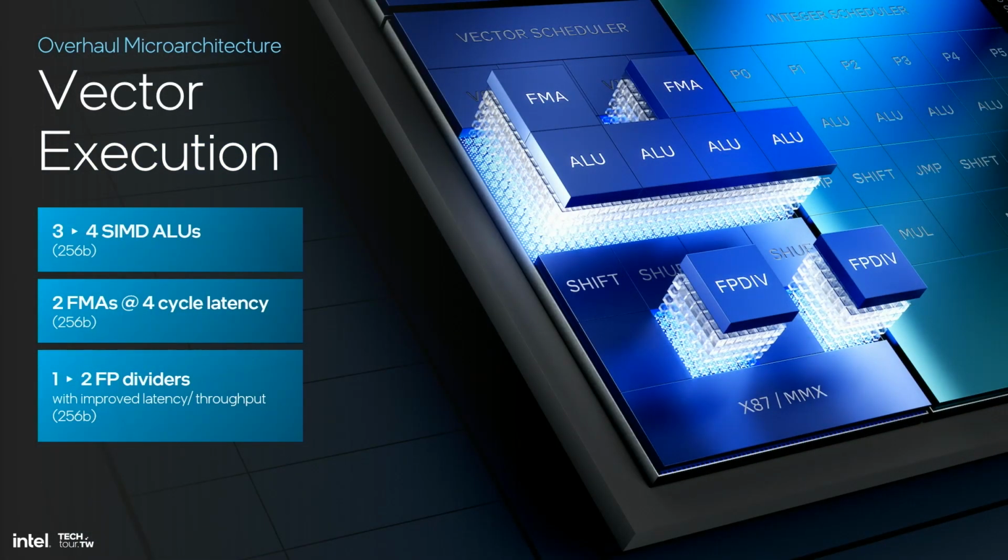On the vector side, Lion Cove has 4 256-bit SIMD ALUs, 2 256-bit FMAs operating at 4 cycle latency, and 2 256-bit floating point dividers with significantly improved latency and throughput for both single and double precision operations versus the prior generation. Crypto acceleration hardware for AES, SHA, and SM3 and 4 resides in the vector stack.